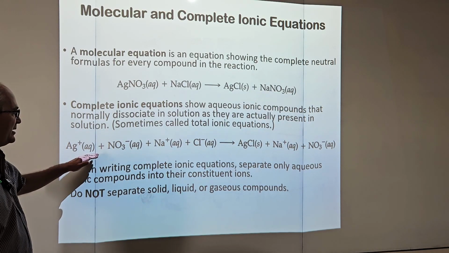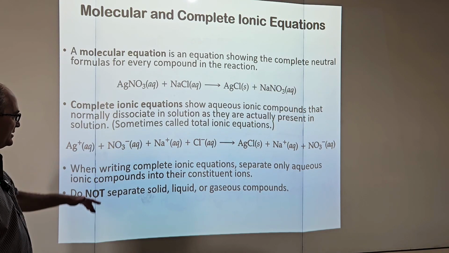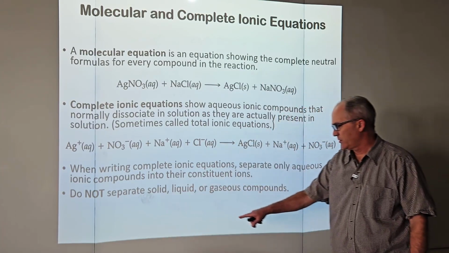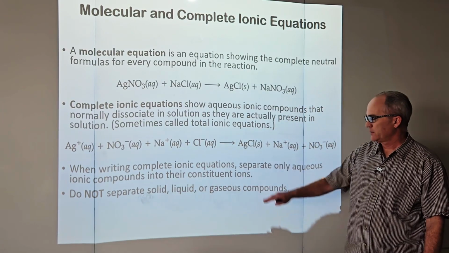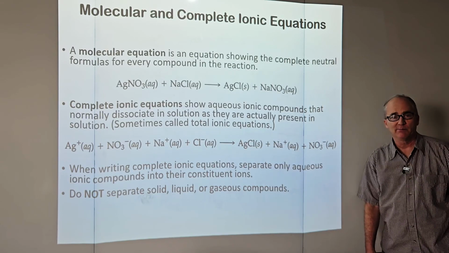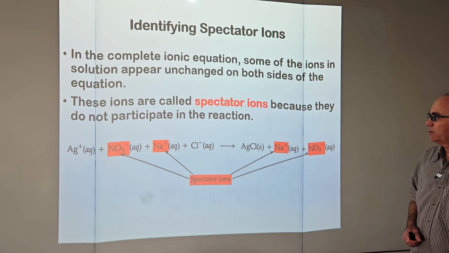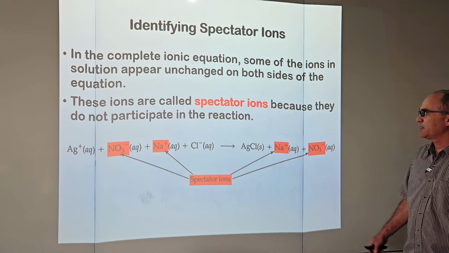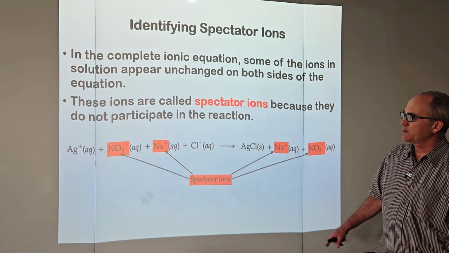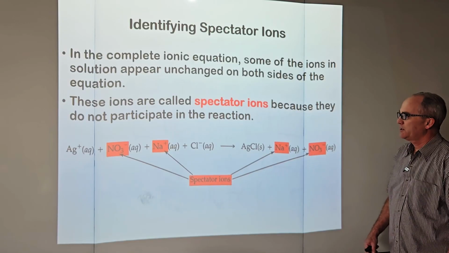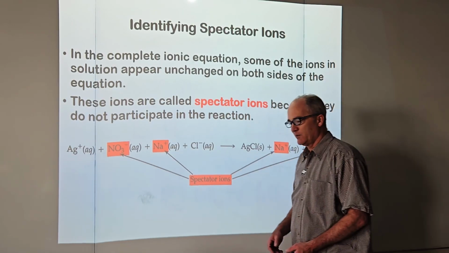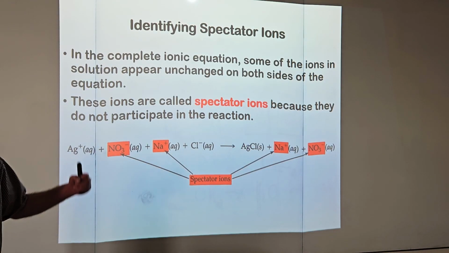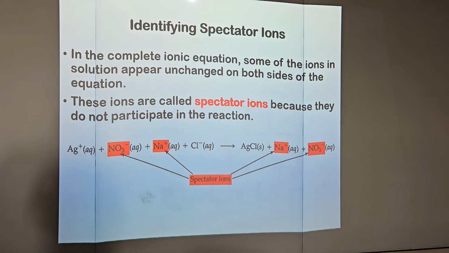So we only have separated the aqueous things into ions. That's what this bullet point here means. Do not separate a solid or a liquid or a gaseous compound. So here's a solid; in my acid-base example, we had the liquid. In the complete ionic equation, some of the ions in solution appear unchanged. You see them on both sides of the arrow. And we call these things spectator ions because they do not participate in the reaction. They're the people sitting in the bleachers, cheering or head planting, depending on what's going on.